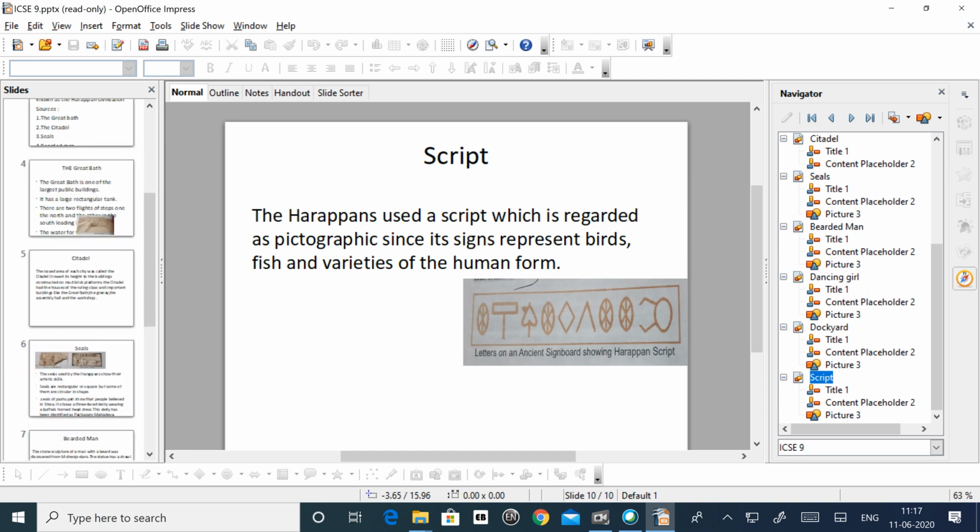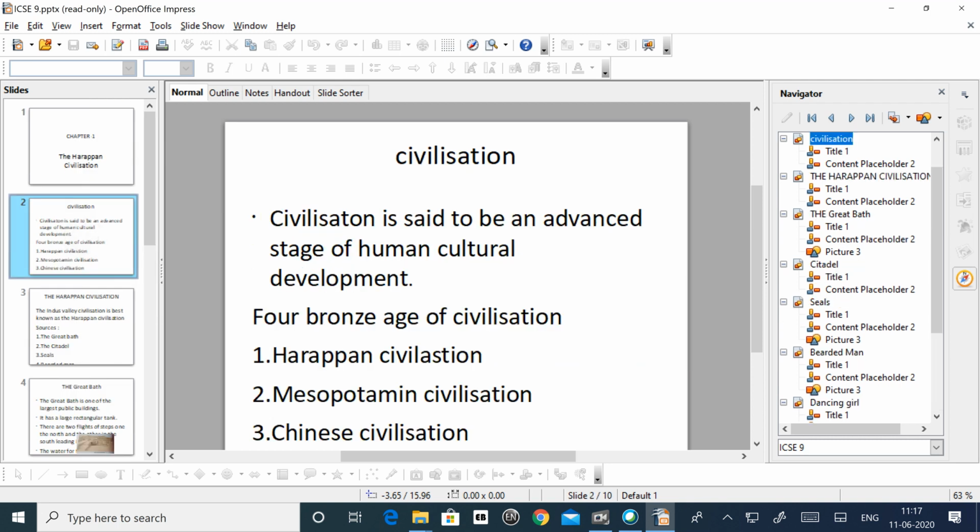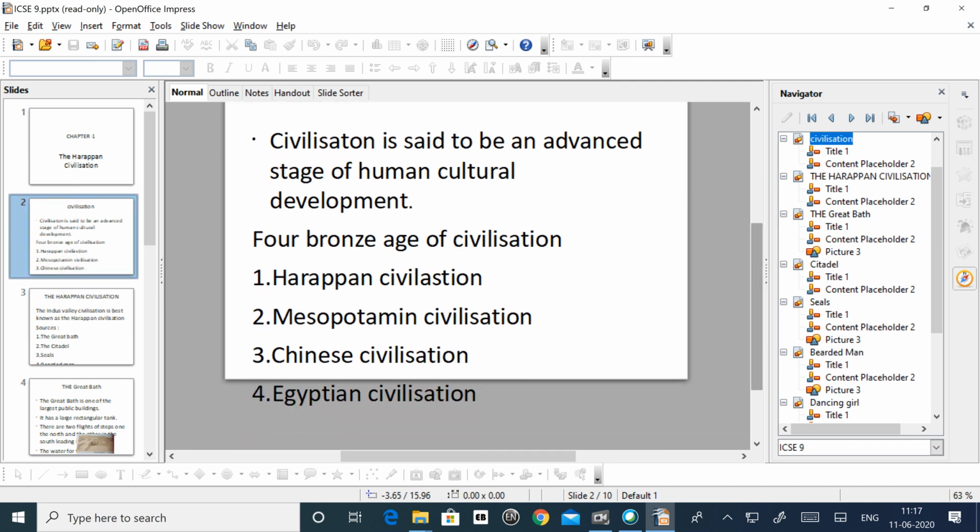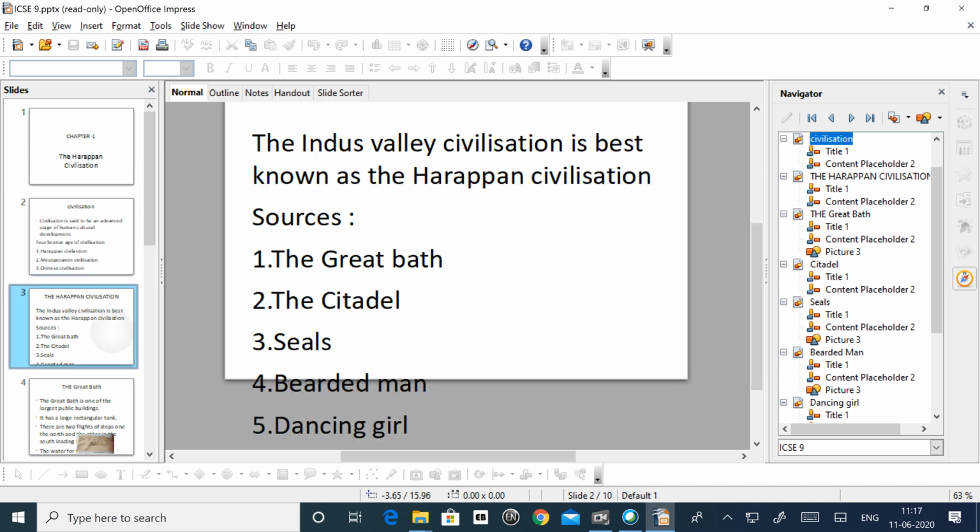Civilization means it is an advanced stage of human cultural development. During the Bronze Age, so many civilizations are there. First one is Harappan civilization. Second one is Mesopotamian civilization. Third one Chinese, and next Egyptian civilization. First we want to study Harappan civilization. It is related to Indus Valley, and therefore it is known as Indus Valley civilization.